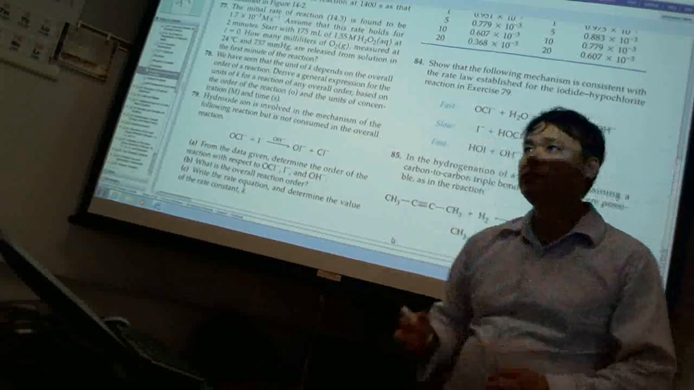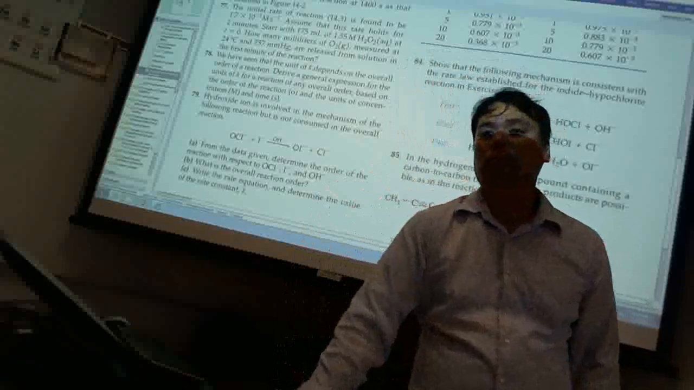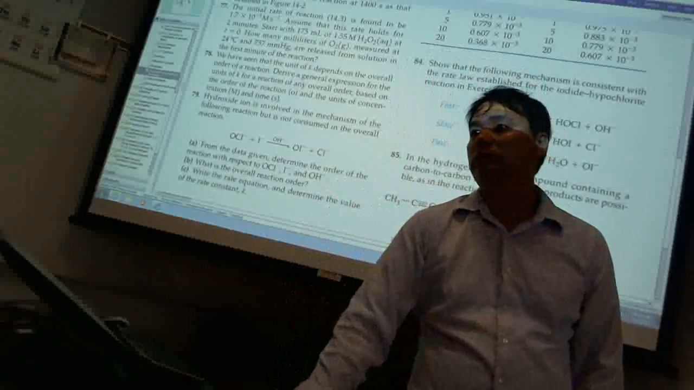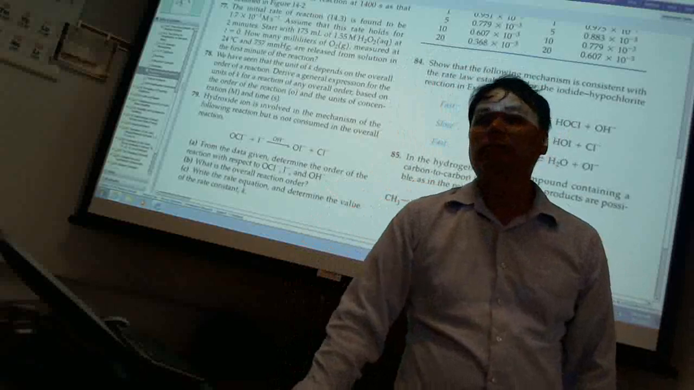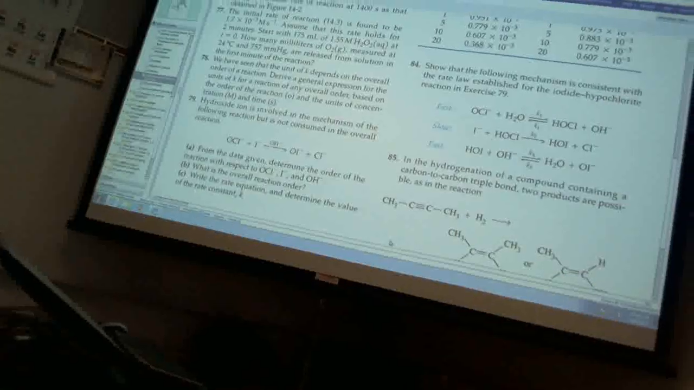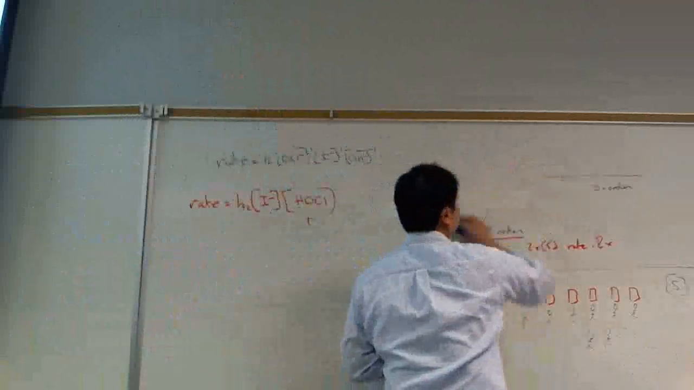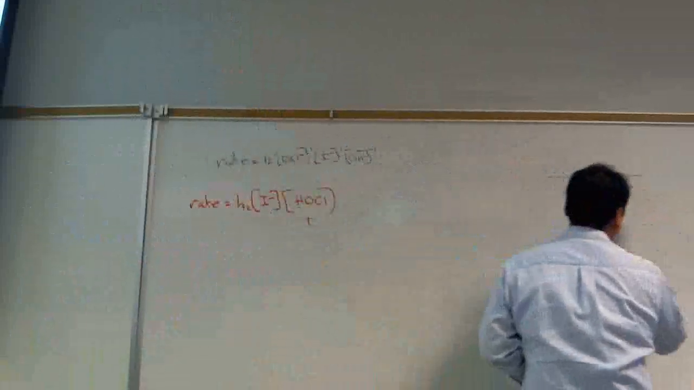All right, now what do we do? We need to get rid of the intermediate. Now, how should we get rid of the intermediate? Should we do the fast reversible or the steady state? Well, this is an advanced problem, so we probably should do the steady state. Otherwise, it'd be too easy, right? So let's do the steady state approximation.